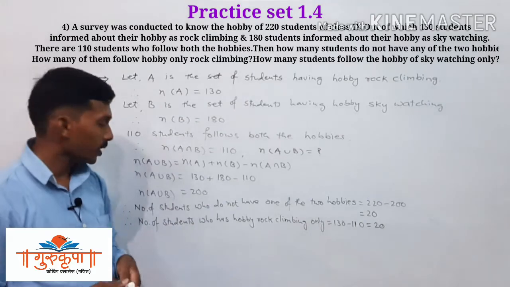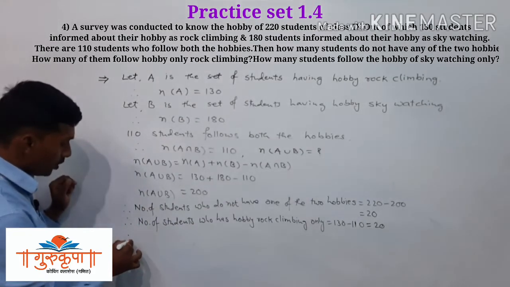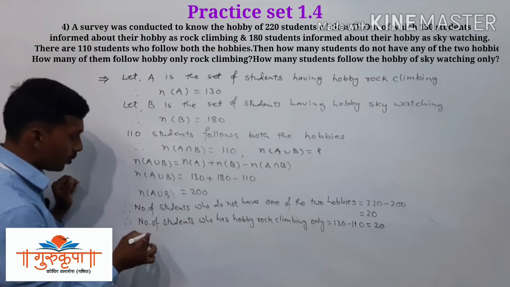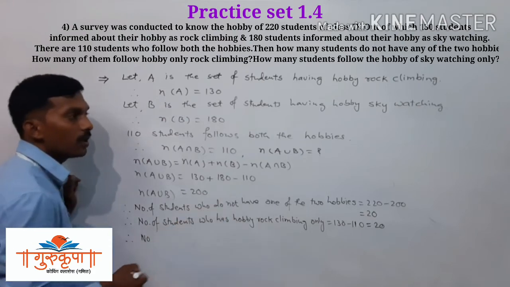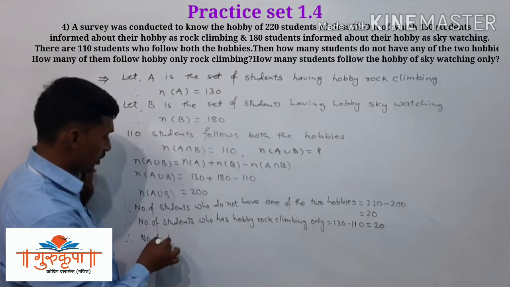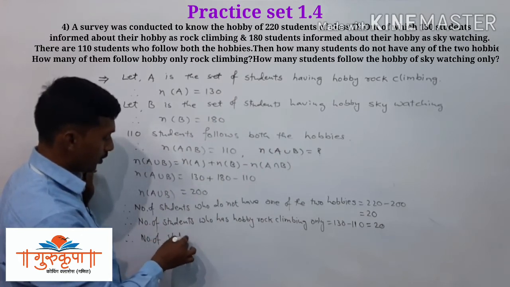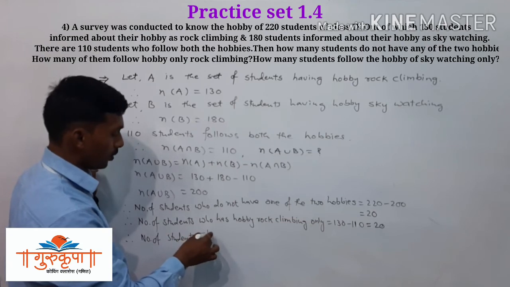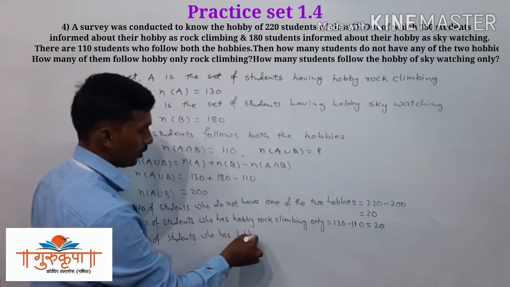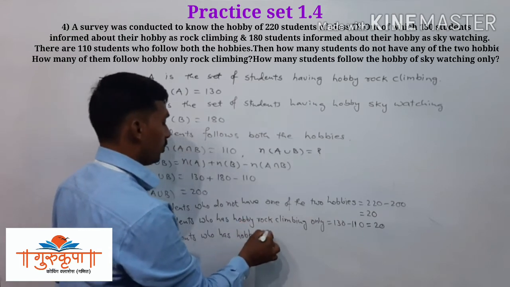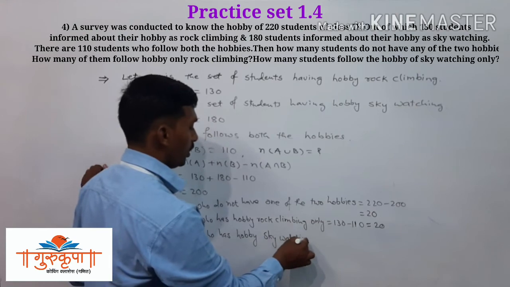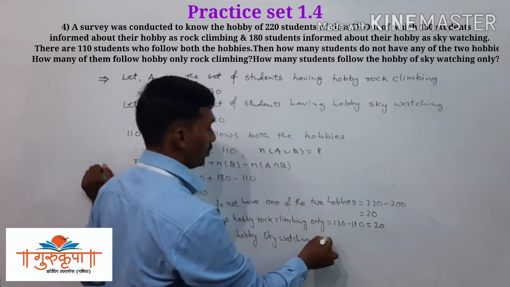20. Then we have third question, find the number of students who has hobby sky watching only. So here we'll write number of students who has hobby sky watching only.